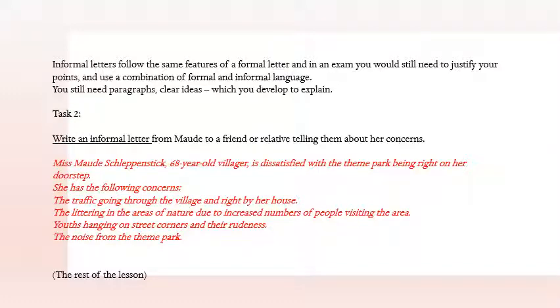Informal letters follow the same features of a formal letter, and in an exam you will still need to justify your points and use a combination of formal and informal language. You still need paragraphs, clear ideas which you develop to explain. So I want you to write an informal letter to a friend. So you can use things like abbreviations. You're writing to a friend, telling them about your concerns. There's the layout. There's the reasons that the letter's being written. I'd like you to write that.